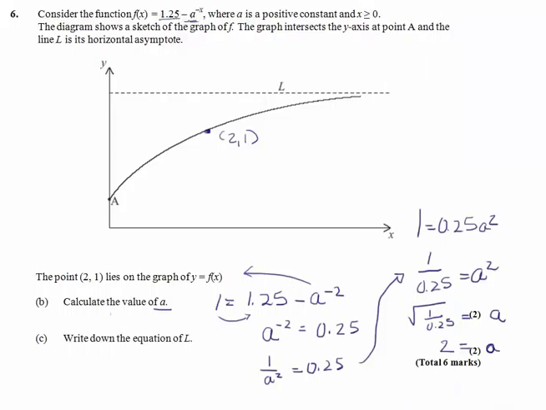And finally, the last part, C, they want you to write down the equation of L. And if we go back up to our formula, we can see it's 1.25 minus a to the negative x. And so we're always going to be subtracting a little bit, which makes 1.25 the asymptote. And so our equation for L is y equals 1.25.